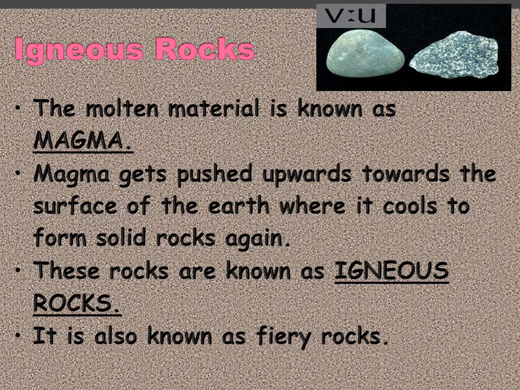Igneous rocks. Deep inside the earth, the temperature is so high that rocks melt. This molten material is known as magma. The magma gets pushed upwards towards the surface of the earth, where it cools to form solid rocks again. These rocks are known as igneous rocks. They can also be known as fiery rocks.